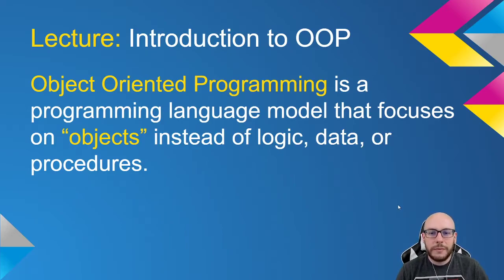Object-oriented programming is a programming language model that focuses on objects instead of logic, data, or procedures. Here is the general concept. Objects are just a way to collect data and keep it together. I'll give you just a quick for instance. Let's say that I have a string and then I have a double, and I want those two things to be associated with each other. Well, what I'm going to do is wrap them up together in something known as an object. That way, wherever they go, they go together.